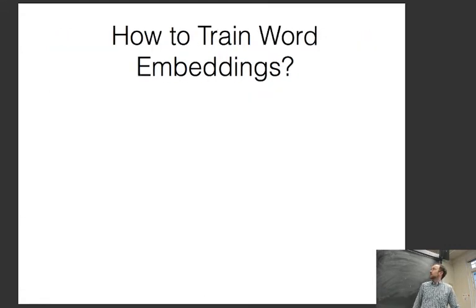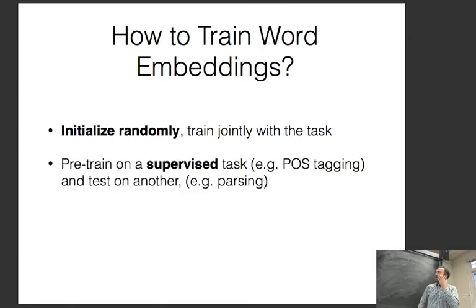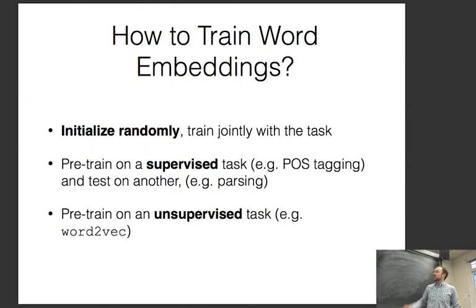Okay. So how do we train them? The default way of training them is to initialize them randomly, and then if we have some task that we're interested in, we train jointly with that task. Another way is to pre-train on a supervised task, like part of speech tagging, and test on another. This is less common than initializing randomly, and it's also less common than the third way, which is pre-training on unsupervised data. This was explained in the reading materials.